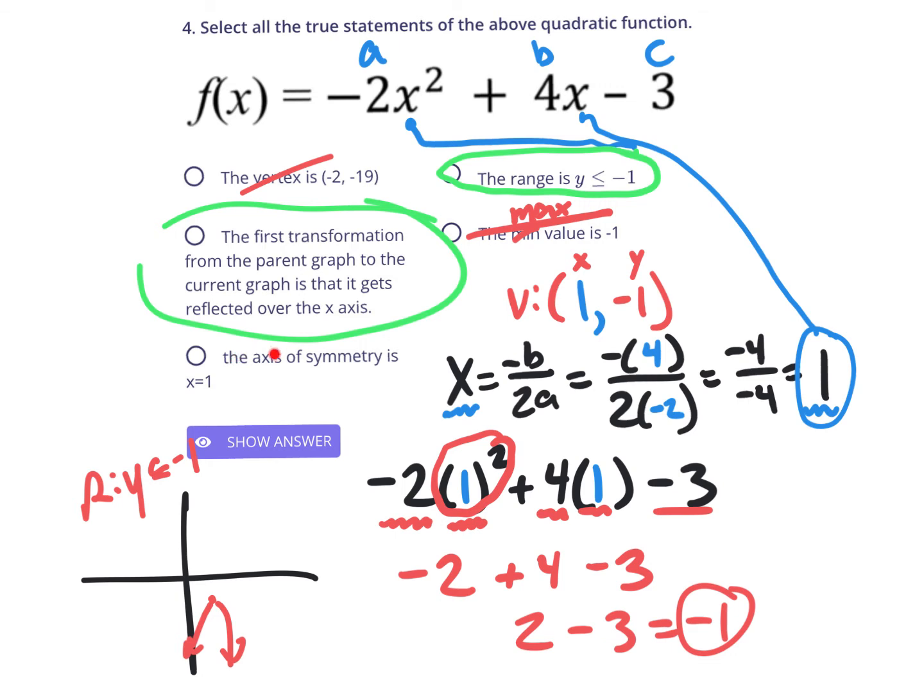And it says the axis of symmetry is the equation x equals 1. And we know that the axis of symmetry will always be x equals negative b over 2a, or simply x equals the x value of the vertex, which in this case is 1, right? X equals 1, so that's absolutely true as well. You select those three, hit enter, and you will get full credit on this question.